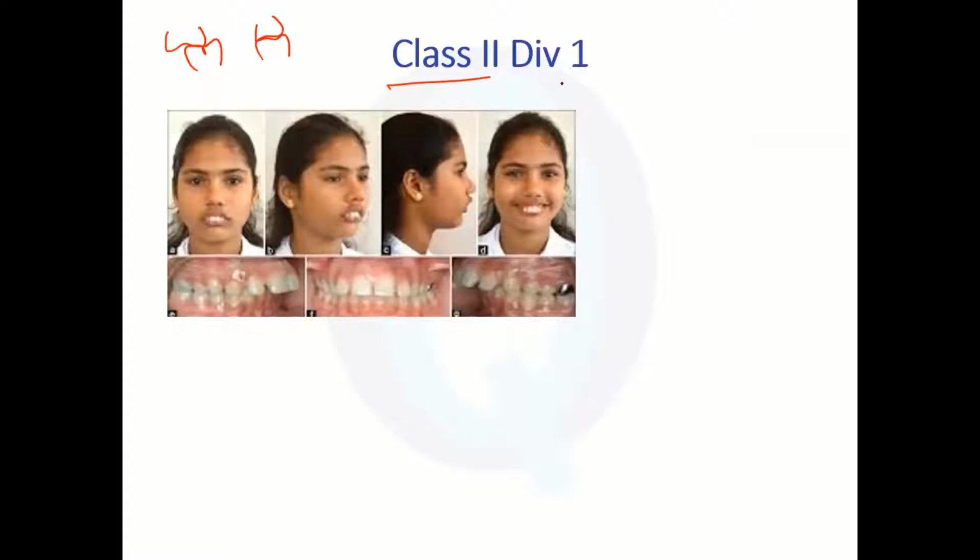First, we are going to discuss division 1. What happens in class 2 division 1? This is a typical case of a class 2 division 1 malocclusion, taken from the internet. The first thing that you can see is increased overjet. Just look at the picture and try to find out what all features are there.